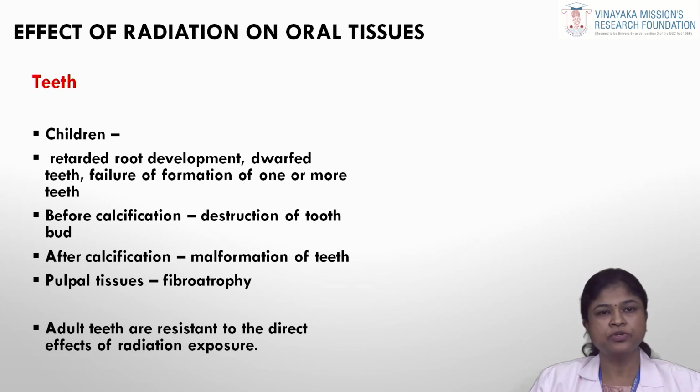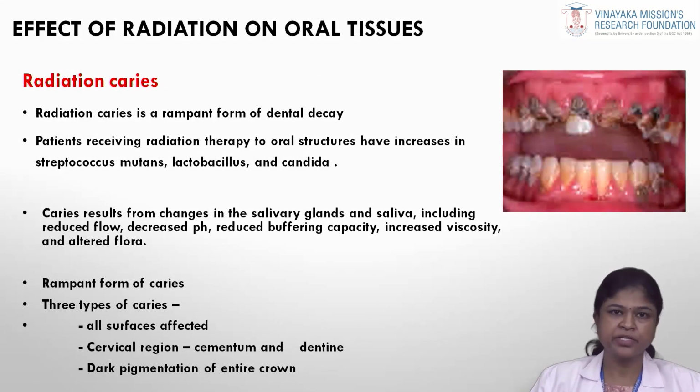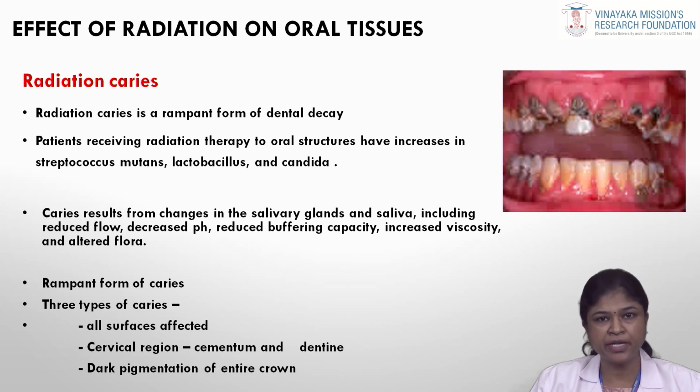But mind you, adult teeth are resistant to the direct effects of radiation exposure. The pulpal tissues also demonstrate a long-term fibroatrophy after irradiation. The next topic is radiation caries. It is a rampant form of caries which affects individuals who receive radiotherapy that includes exposure to the salivary glands. As I've already mentioned, salivary glands are invariably affected when irradiated for head and neck cancers.